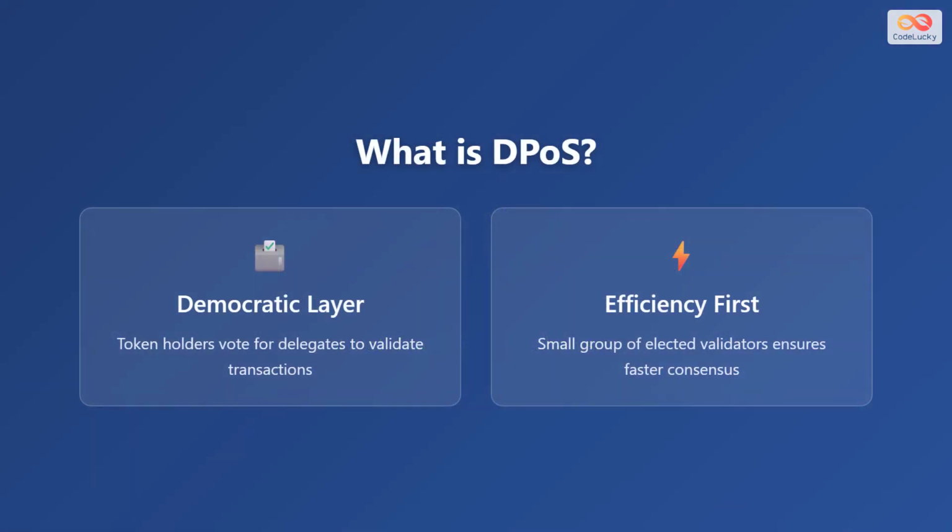DPoS operates by adding a democratic layer to blockchain consensus. Instead of requiring all token holders to validate transactions directly, DPoS allows token holders to vote for trusted delegates who will validate transactions on their behalf. This approach creates an efficiency-first system where a small group of elected validators, known as block producers or witnesses, handle the validation process. This delegation mechanism ensures faster consensus and higher transaction throughput compared to traditional proof of work or standard proof of stake systems.